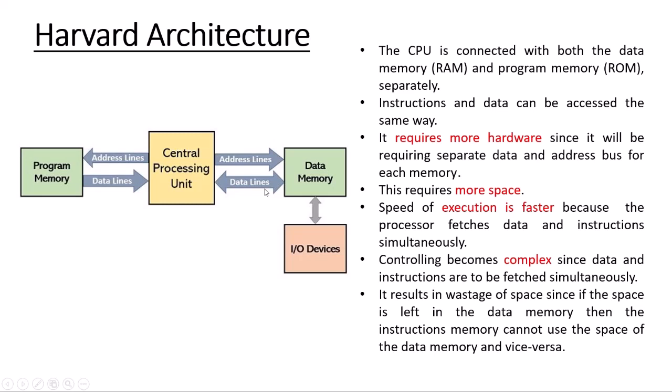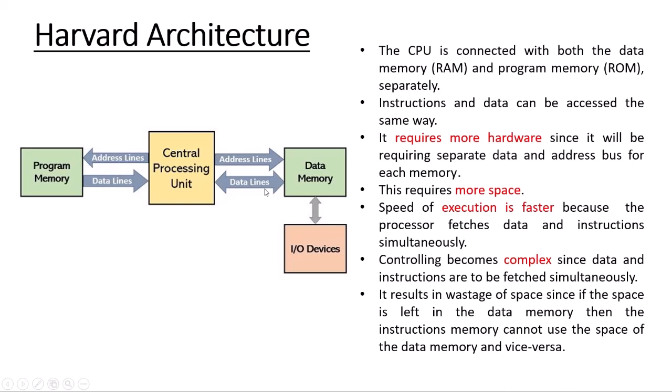In this approach, efficient resource utilization occurs, as the instruction bits are sometimes more than the data bits. But since there are two sets of memory units, the controlling becomes complex, and the architecture is fetching data and instructions simultaneously. So the interfacing and the architecture become complex. There could also be a wastage of space, if space is left in the data memory, the instruction memory cannot use the space in the data memory and vice versa.